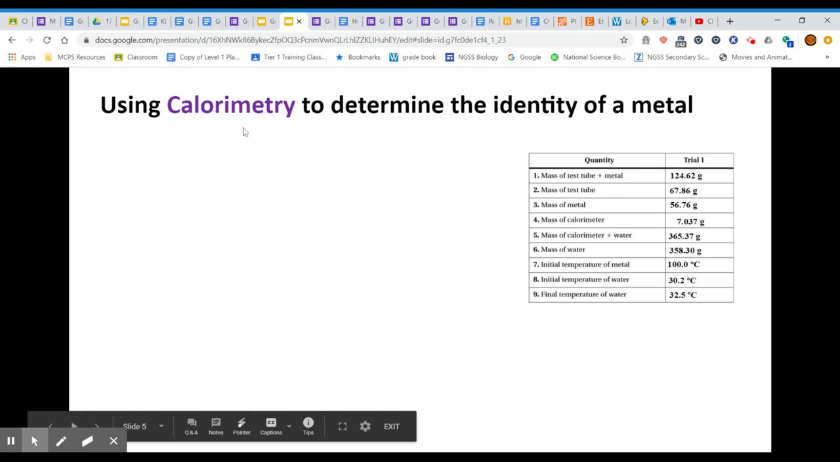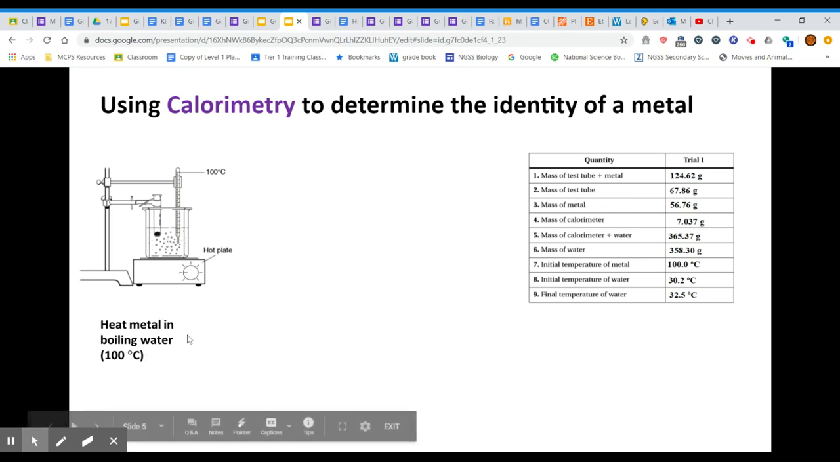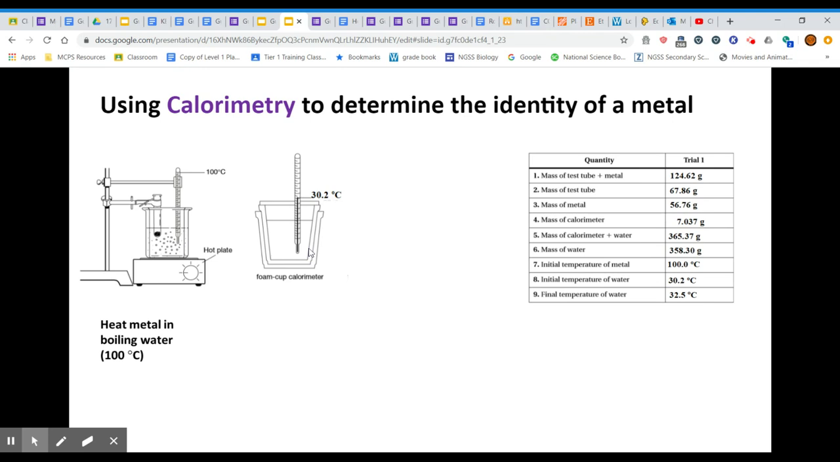So we will be using calorimetry to determine the identity of a metal. For that, we will put the metal into boiling water. We set up the lab, and as it is boiling water, the temperature of the metal will be 100 degrees Celsius. We all know that water boils at 100 degrees Celsius. Then we set up our foam cup calorimeter and record the temperature of the water, here being 30.2 degrees Celsius.